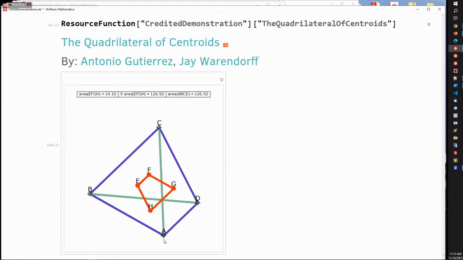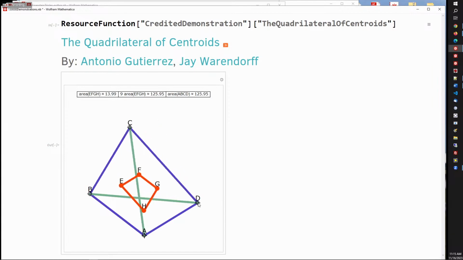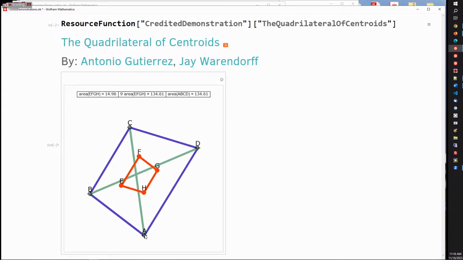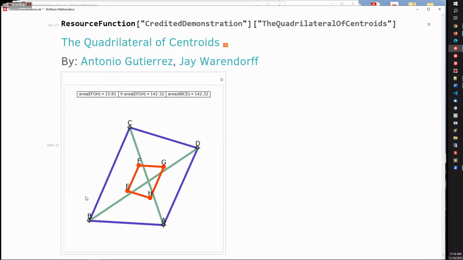You have that property. Also, this side is parallel to that side. This side is parallel to that side. This side is parallel to that side, and FG is parallel to AB. So I thought that was very interesting.